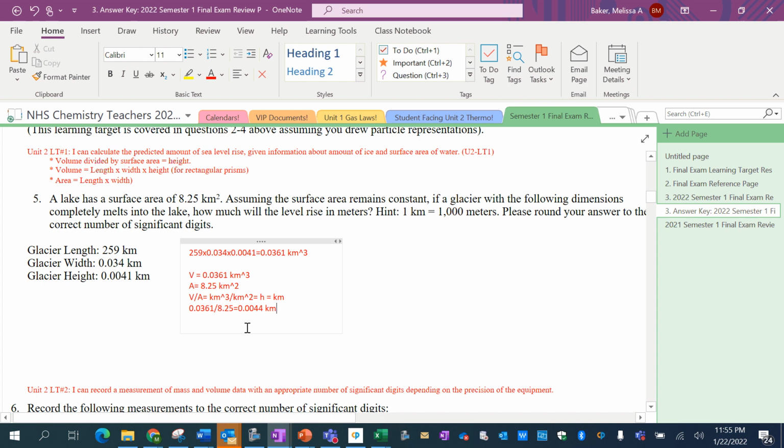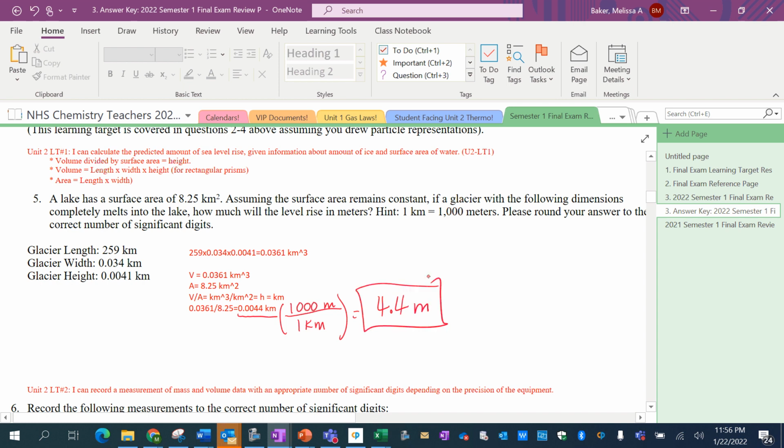And this is 0.0044 kilometers. We want to get this into meters. 1 kilometer is equal to 1,000 meters. So we're multiplying by 1,000. That comes out to be 4.4 meters of sea level rise.